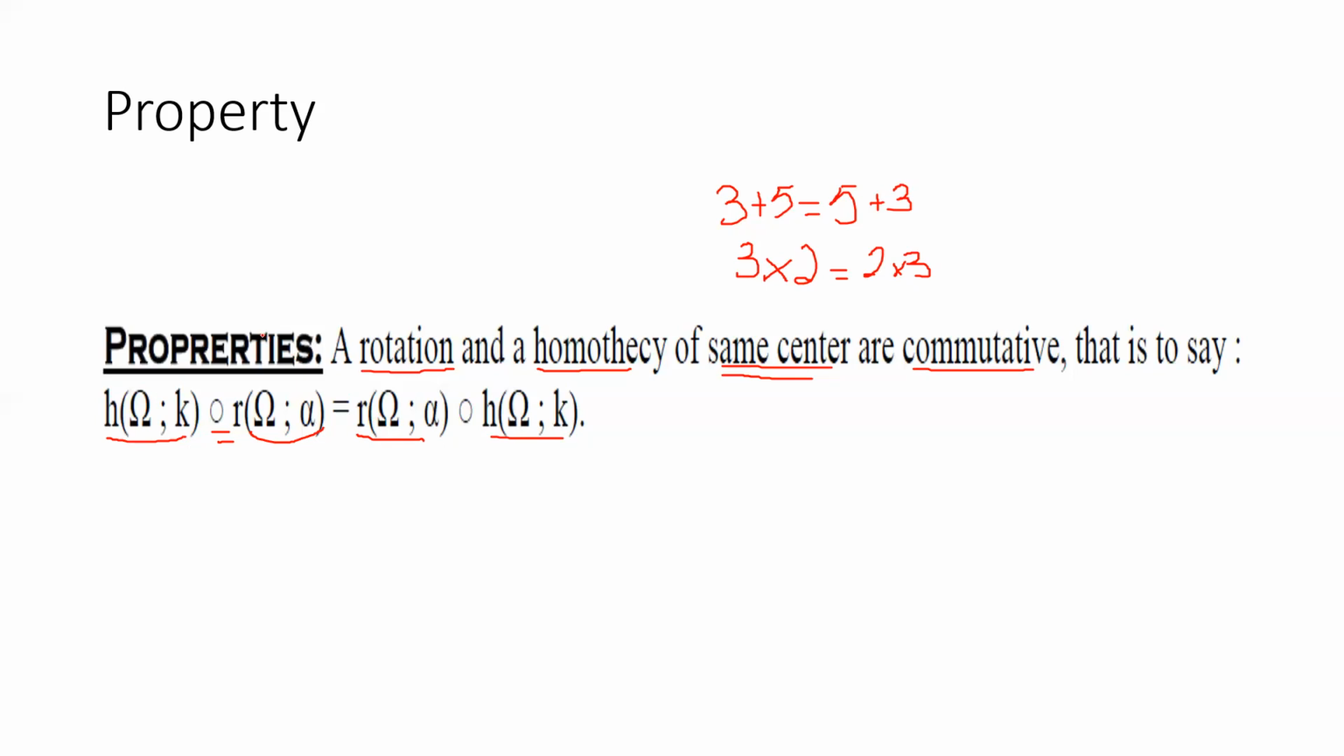Let's take an example. Suppose we have H of center I and ratio 2, and a rotation R of center I and angle pi over 2. Suppose I have I here. Here we did commutative, yes, commutative.